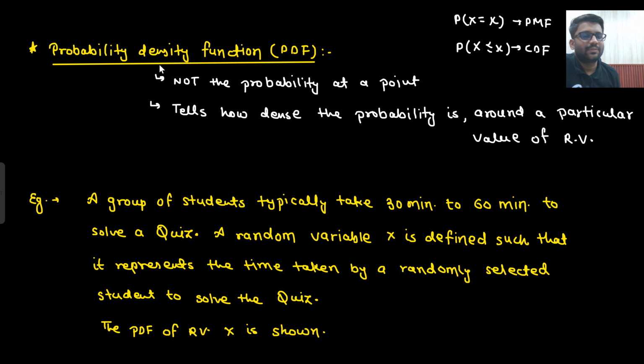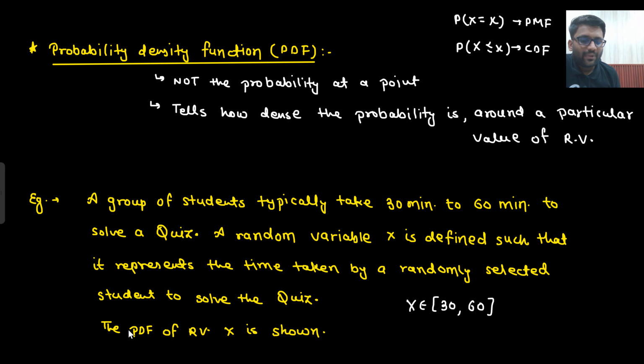Let's understand this with respect to an example. A group of students typically takes 30 minutes to 60 minutes to solve a particular quiz. This kind of example we have already seen. A random variable x is defined such that it represents the time taken by a randomly selected student to solve a particular quiz. So x can take continuous values from 30 to 60.